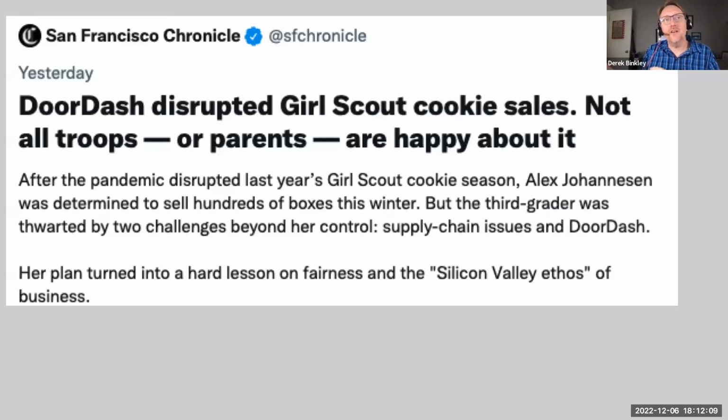So DoorDash is a delivery company. I don't know if they're global or if they're just in the US, but they decided to help out. But their help wasn't necessarily super well thought out, because what they did is they got priority with the supply chain issues. So troops that sold the cookies through DoorDash had the benefit. They didn't have to go out there in the pandemic and deliver cookies and try to sit outside a grocery store and that kind of thing.